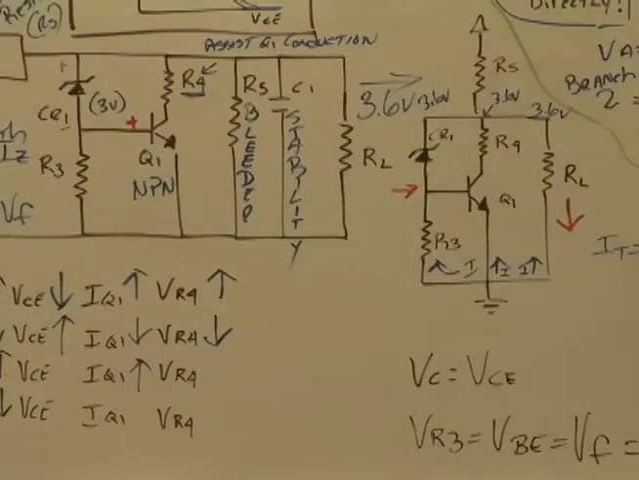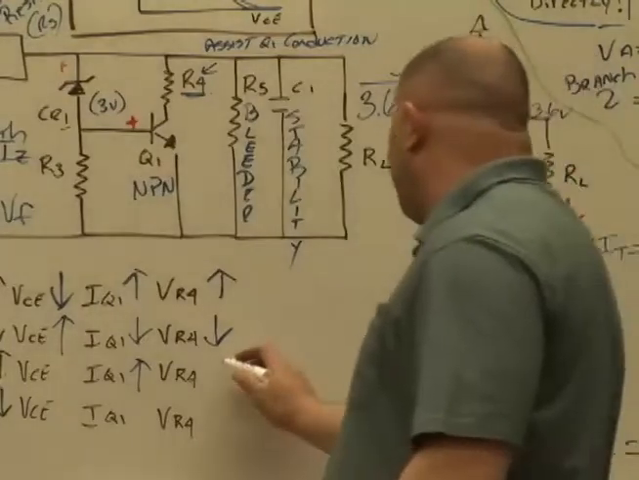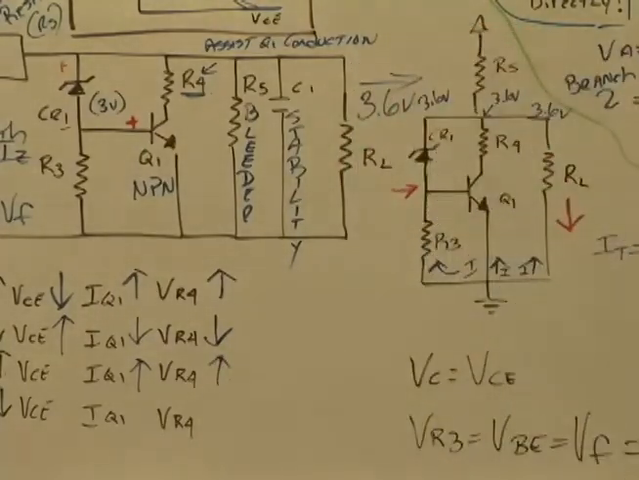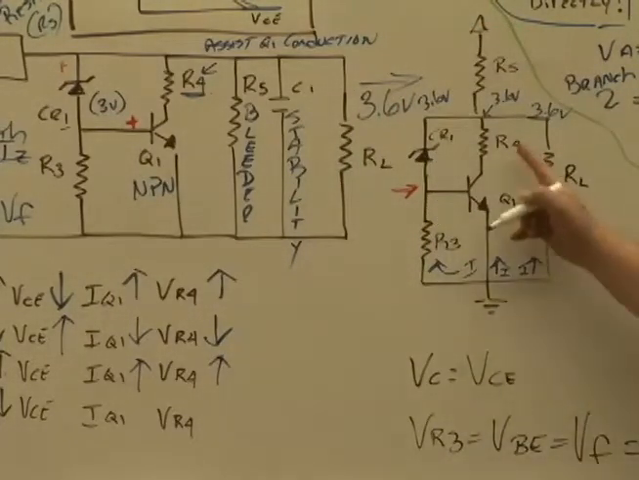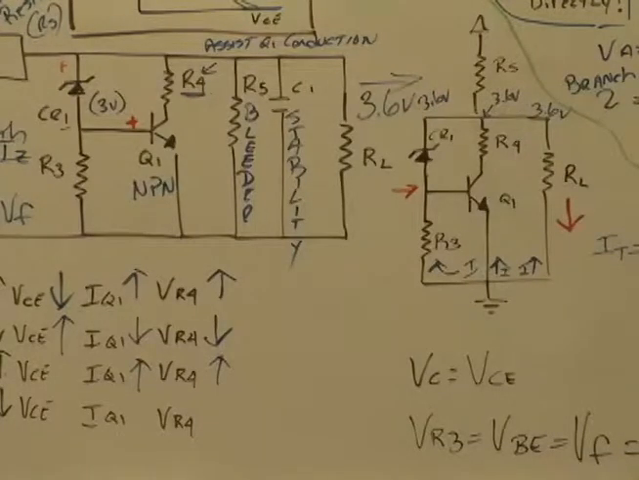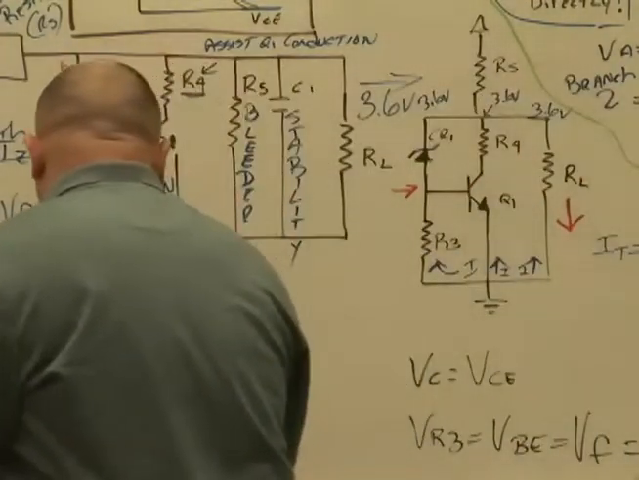What's VR4 going to do? Increase, because there's more branch current. VCE decreases, because if VR4 goes up, VCE naturally, to equal that 3.6 nearly constant, has to decrease. Amazing.